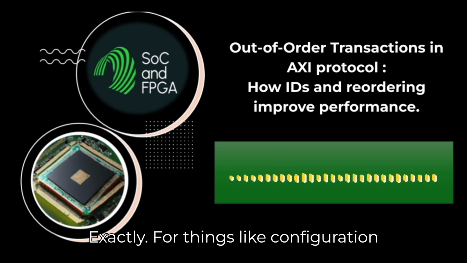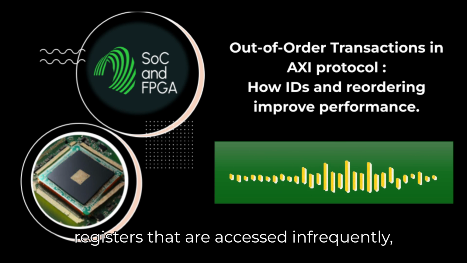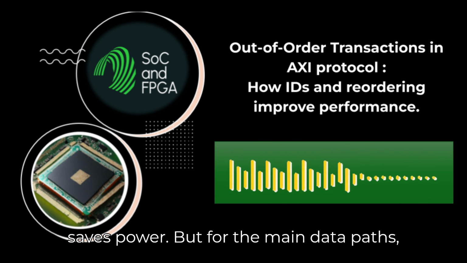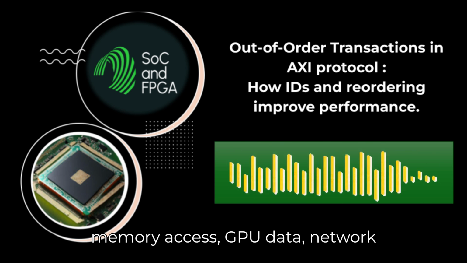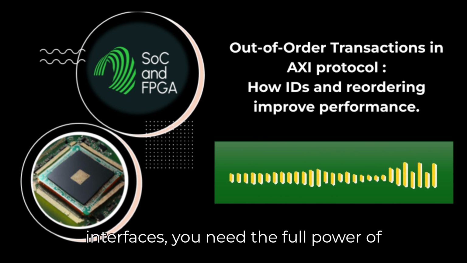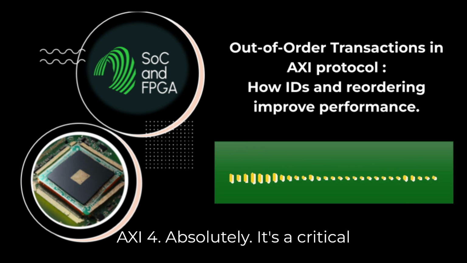Exactly. For things like configuration registers that are accessed infrequently, AXI4-Lite is perfect. Saves gates, saves power. But for the main data paths, memory access, GPU data, network interfaces, you need the full power of AXI4. Absolutely. It's a critical trade-off.